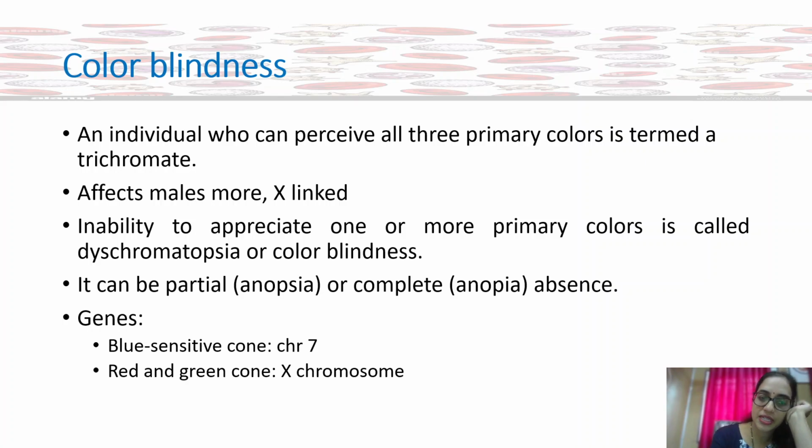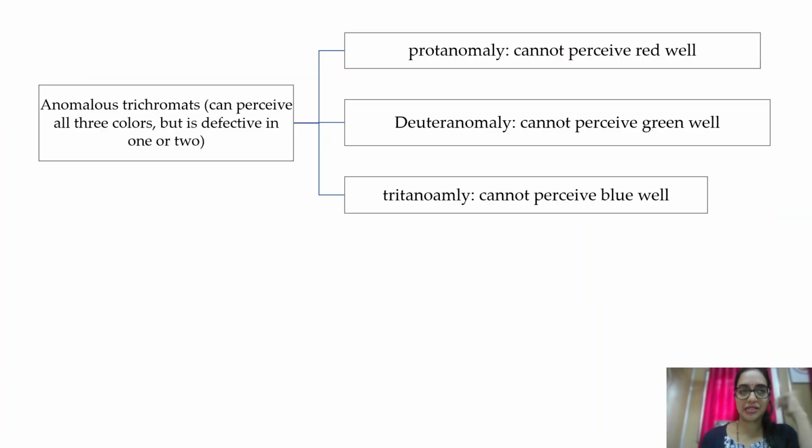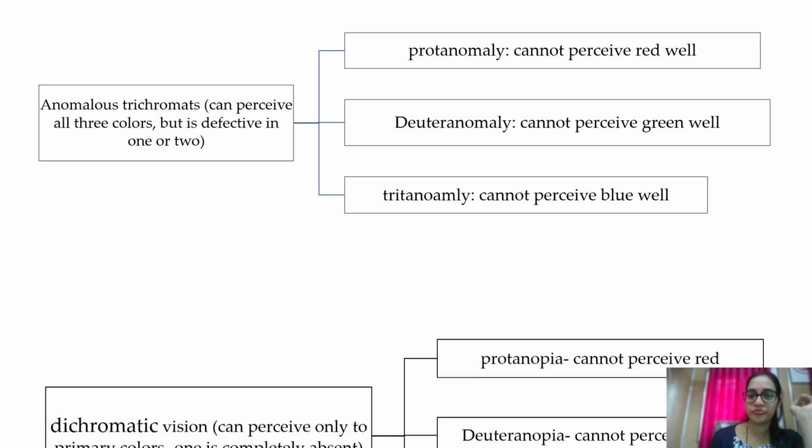The genes for the blue sensitive cones are on chromosome 7, whereas the red and green cones are on the long arm of chromosome X. Anomalous trichromates have mild color blindness, where they can perceive all 3 colors, but it is defective in 1 or 2. Protanomaly cannot perceive red well, deuteranomaly cannot perceive green well, and tritanomaly cannot perceive blue well.